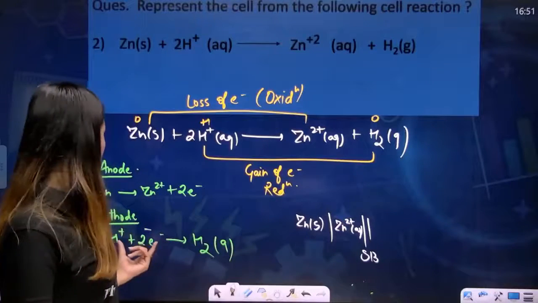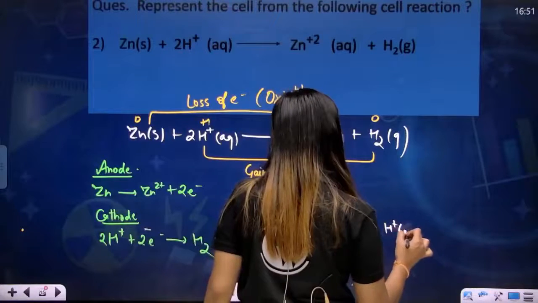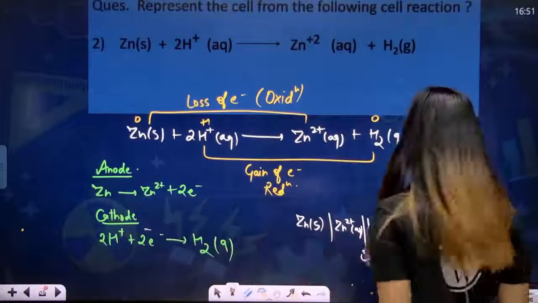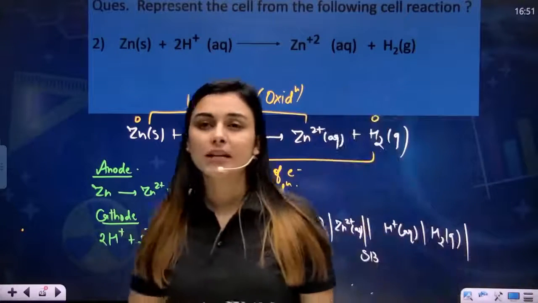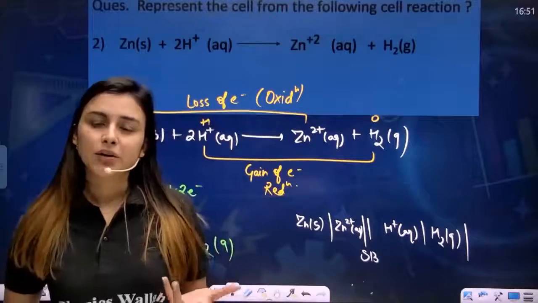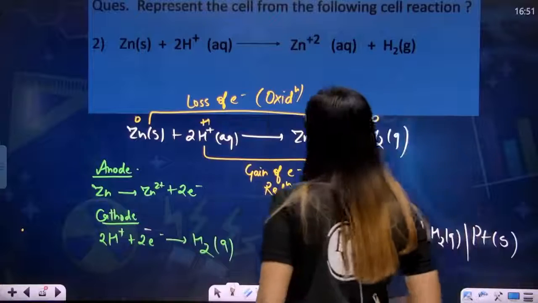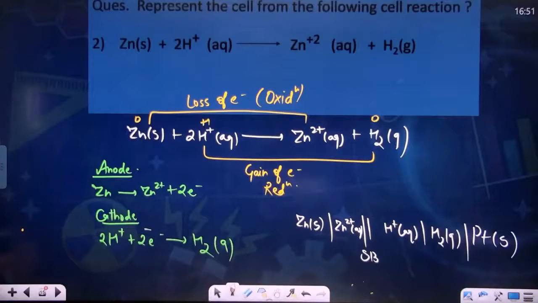Let's talk about the cathode side. You have the ion H plus aqueous, then H2 gas. But ma'am, we still haven't seen the solid state. So we'll write the electrode, any inert electrode, let's say platinum solid. So this will be the representation of the cell.